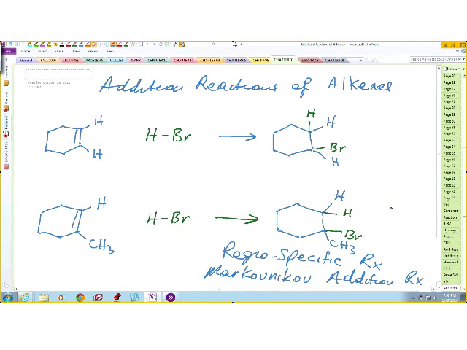Because in the Markovnikov addition reaction, the rule is, if you are adding hydrogen and any other atom across a carbon-carbon double bond, the hydrogen will go to the carbon that has more hydrogen. Okay? Let me write it down for you. For Markovnikov reaction, are they the same thing? Yes, yes. Markovnikov reaction is a regio-specific reaction.